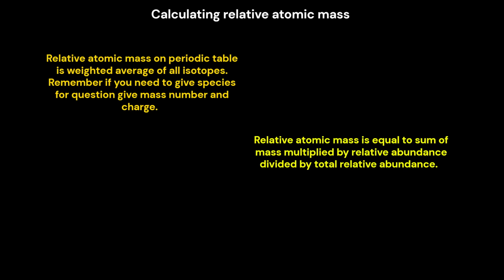Calculating relative atomic mass. Relative atomic mass on the periodic table is the weighted average of all isotopes. Remember, if you need to give a species for a question, give the mass number and charge. Relative atomic mass is equal to the sum of mass multiplied by relative abundance, divided by total relative abundance.